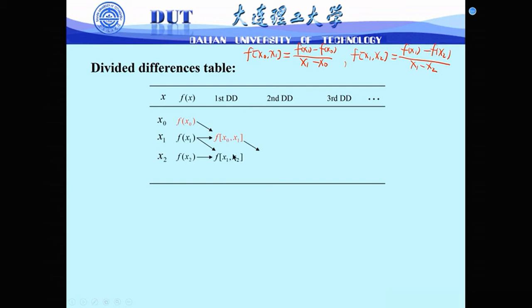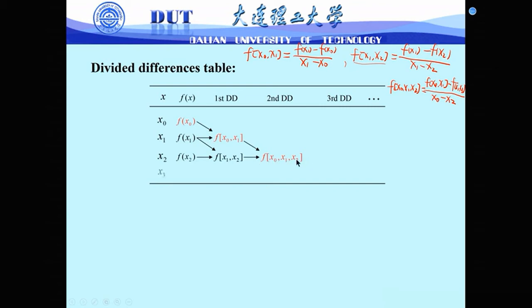Okay, then we already have two first order divided differences, so we can compute the second order divided difference at x0, x1, and x2. I write here the formula. So f[x0, x1, x2] should be f[x0, x1], which we already obtained, minus f[x1, x2]. This term, divided by, so you see x1 here and also x1 here, the common term. So the denominator should be x0 minus x2. Clear? To obtain the second order divided difference with respect to x0, x1, and x2.